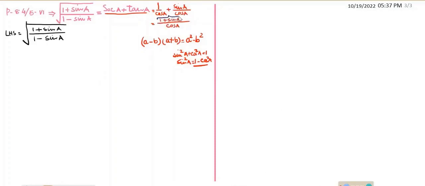Note the numerator of the left hand side is the square root of the numerator of the right hand side. So in order to make the two numerators the same, we have to multiply both the numerator and denominator of the left hand side by the square root of 1 plus sin A.